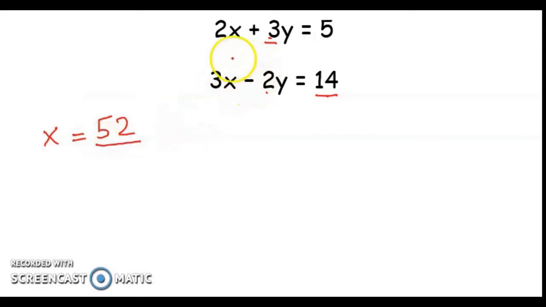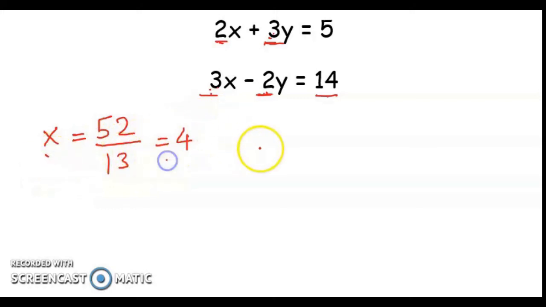Into the denominator we will multiply these two. First 3 with 3, so it is 9, and here 2 with minus 2, that is minus 4. So 9 minus minus 4, so we will get 9 plus 4, that will be 13. So you will get the answer x. Okay, this is how you can do it in your mind directly.